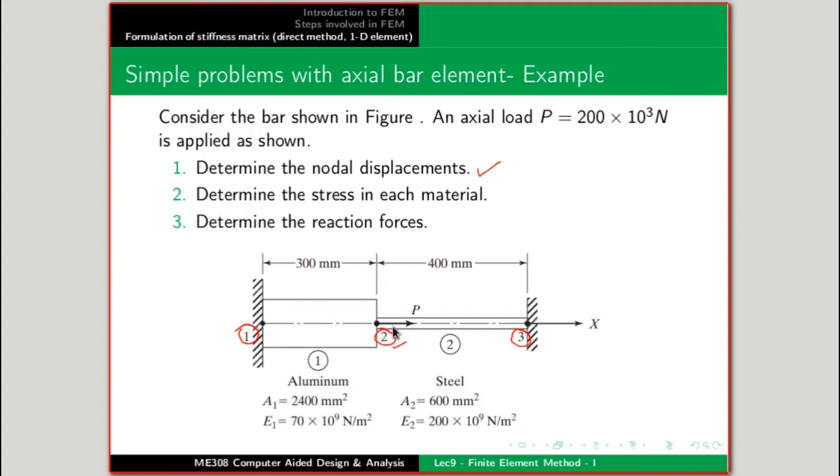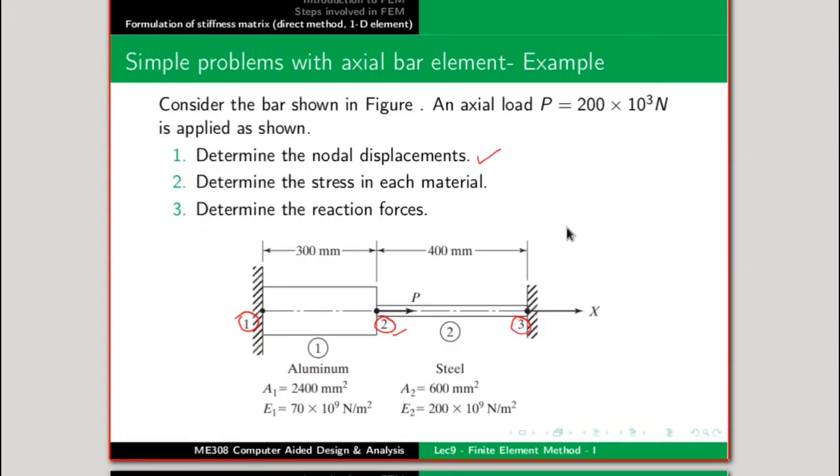So when point 2 is displaced, aluminum will be subjected to a tensile stress and the steel will be subjected to a compressive stress. So you have to calculate the stress acting in each material and determine the reaction forces. When we apply a force P at node 2, there will be support reactions. At node 1 we will have a tensile reaction and at node 3 a compressive reaction. So we have to calculate the magnitude of the reaction forces also. So we will jump into the problem.